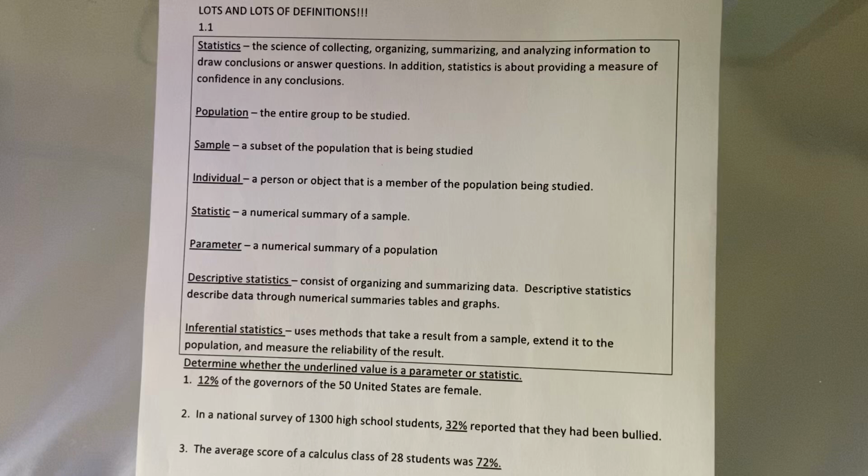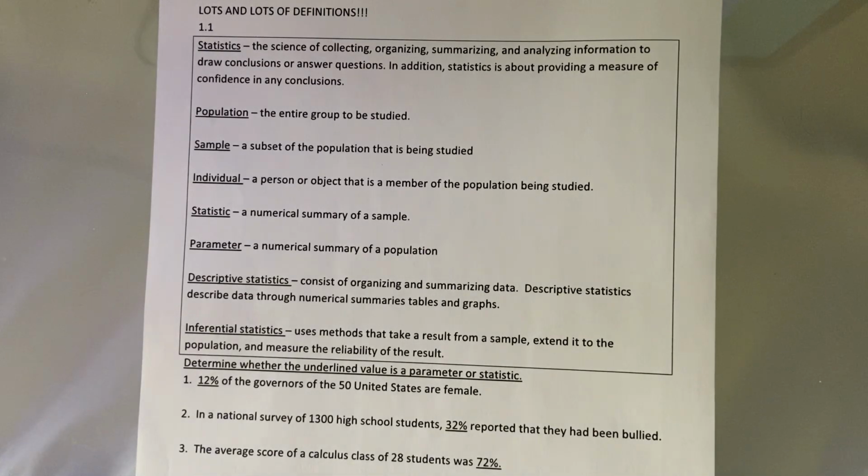Now, an individual is a member of the population being studied, and a statistic is a numerical summary of a sample. The parameter is about the population. So the difference between those two: if you know about a whole group, it's a parameter. If you're using a sample and you draw a conclusion, it's a statistic.